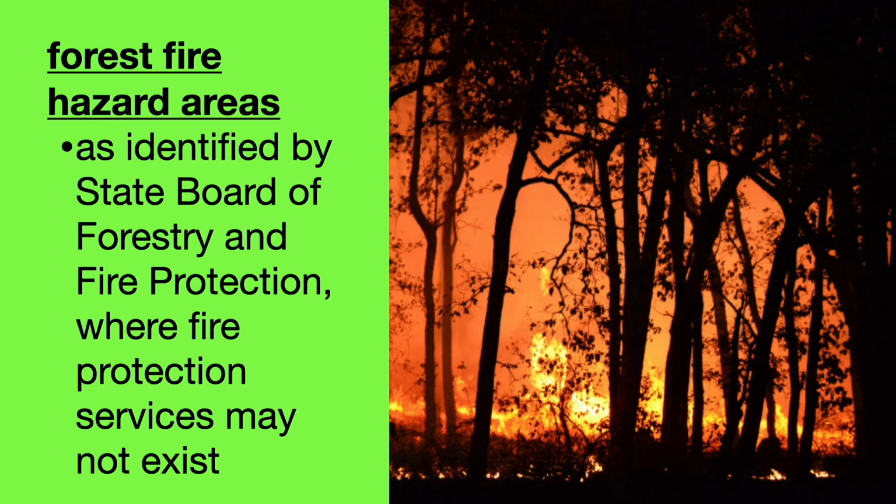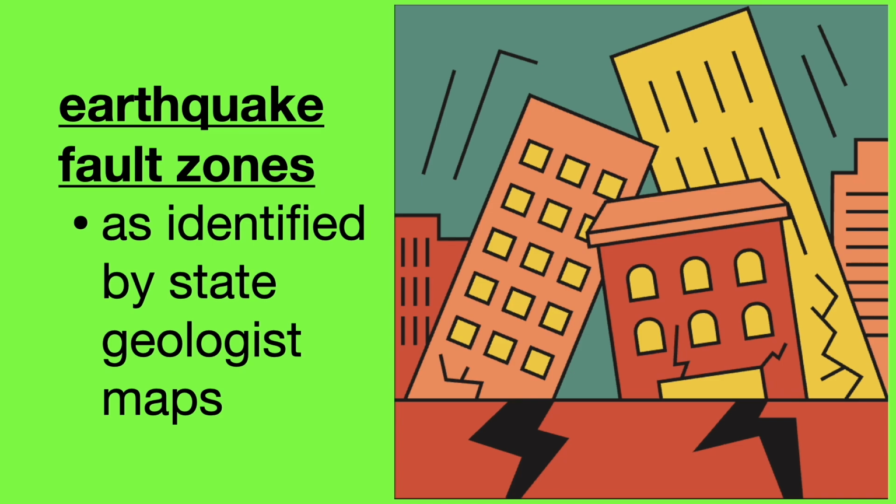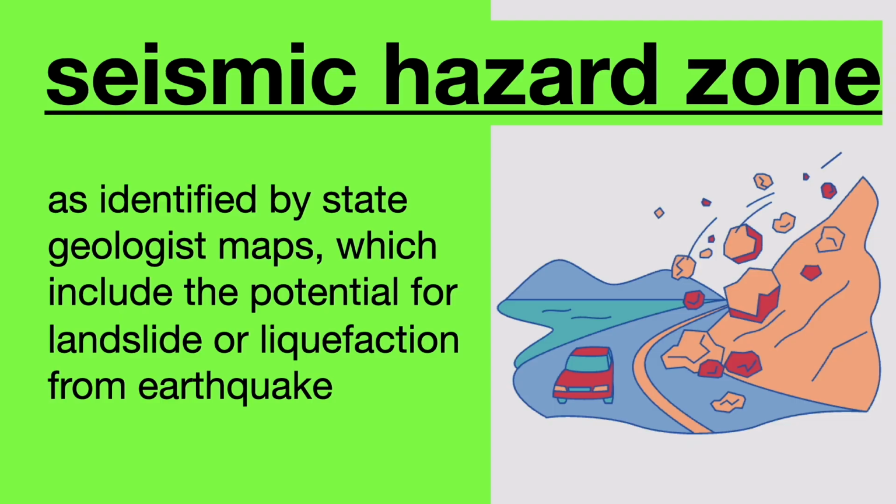Forest Fire Hazard Area, as identified by the State Board of Forestry and Fire Protection, where fire protection services may not exist. Earthquake Fault Zones, as identified by state geologist maps. Seismic hazard zones, as identified by state geologist maps, which include the potential for landslide or liquefaction from earthquakes.